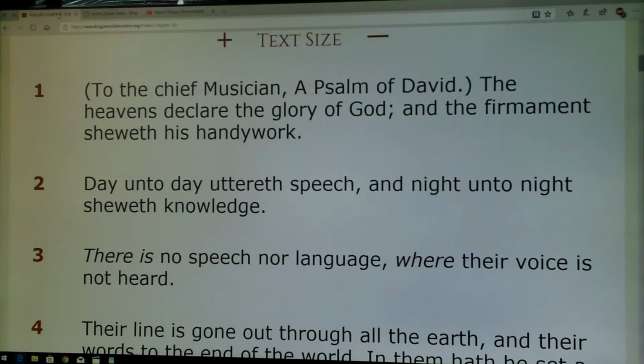Okay. Let me read this. This is the 19th chapter of the book of Psalms. To the chief musician, a psalm of David. The heavens declare the glory of Elohim, and the firmament showeth his handiwork. Okay, so all the handiwork of Elohim is within the firmament. It shows the handiwork.